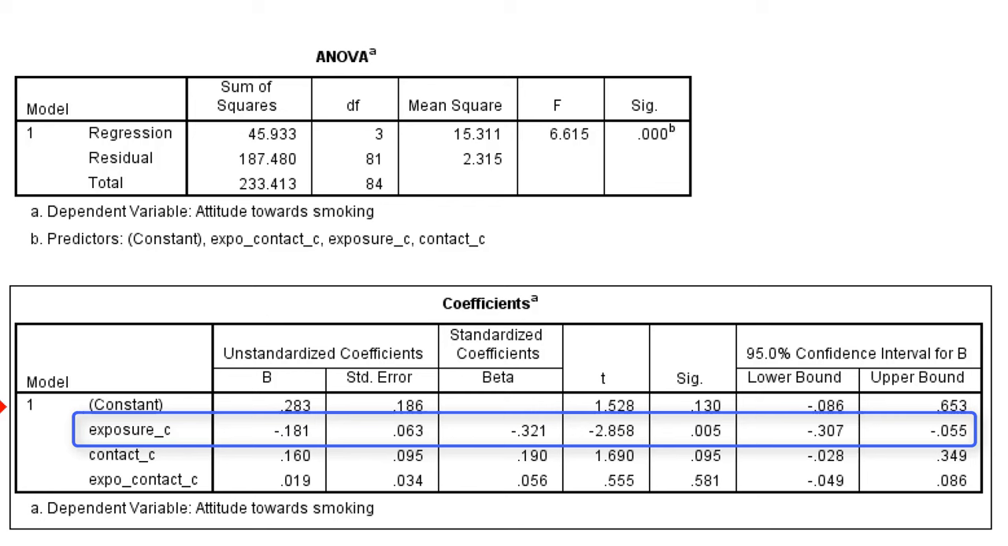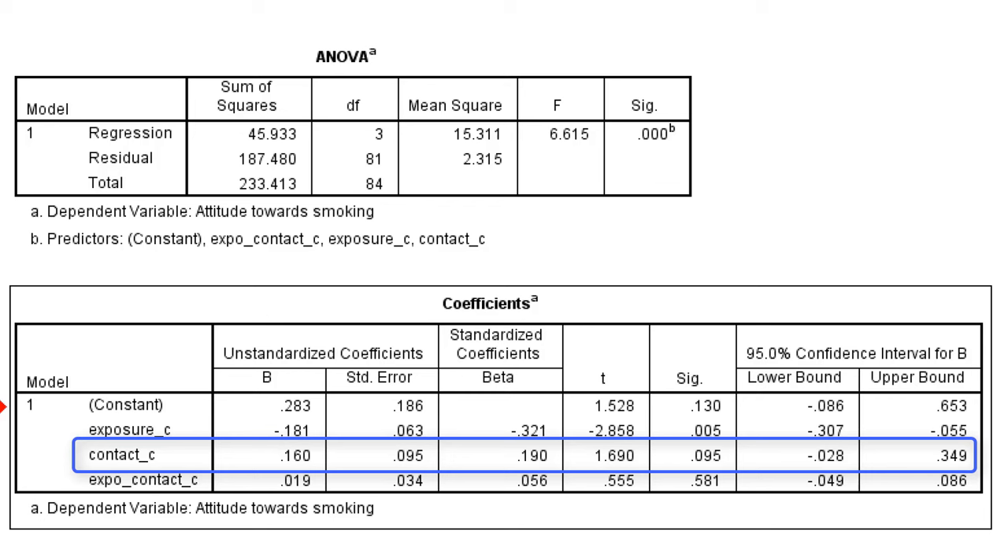The estimated unstandardized coefficient for exposure now is the effect of exposure on attitude towards smoking for people with average score on contact, so with an average number of contacts with smokers. It's minus 0.18, it's statistically significant, and according to the confidence interval, it's negative between, say, 0.31 and 0.06. So more exposure predicts a more negative attitude.